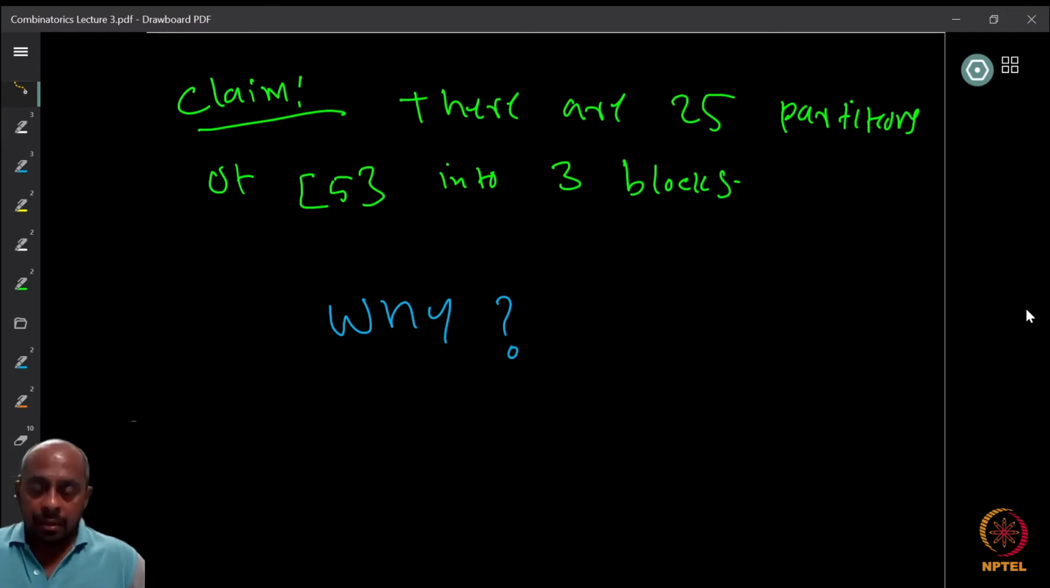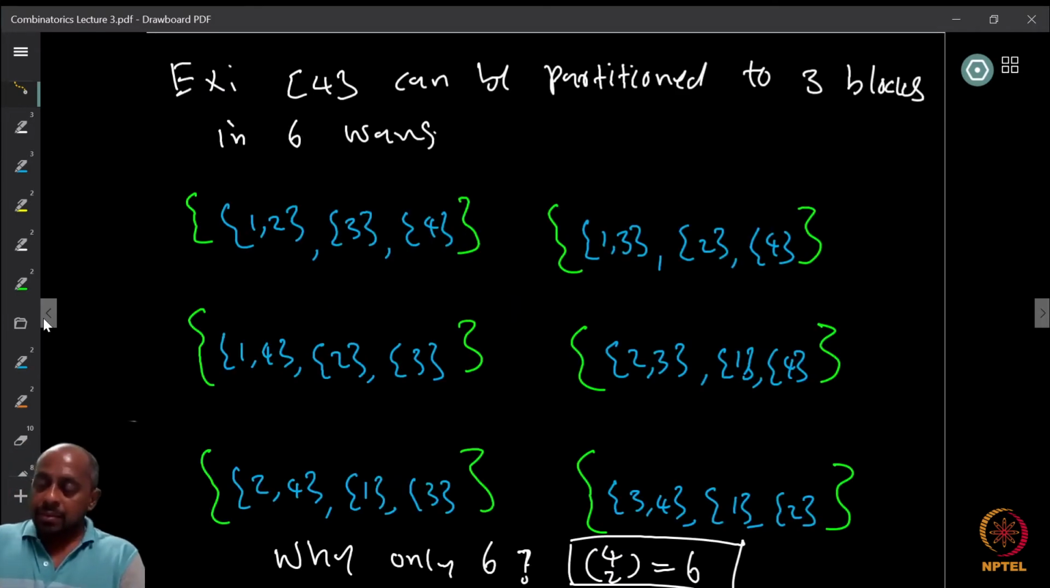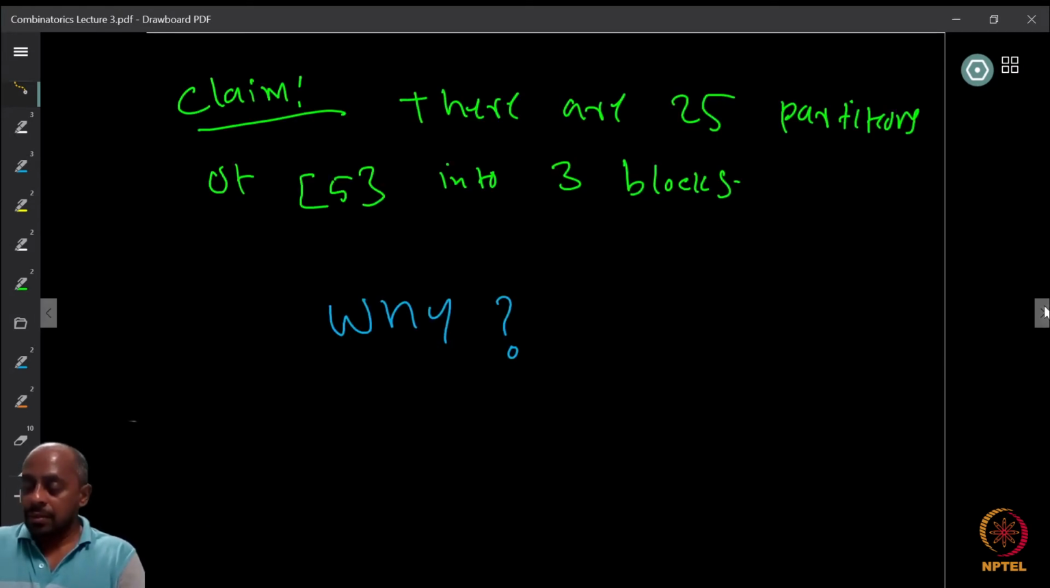Now, another example, but I want to do this as a kind of homework example, or maybe why don't we do it here? There are 25 partitions of the set 1, 2, 3, 4, 5 into 3 blocks. We said that when there are only 4 elements, the number of partitions into 3 blocks is only 6. Now when you add one more, we have 25 of them. How is this exactly 25? Can you give an argument why this is 25?